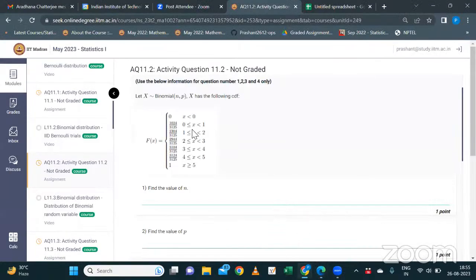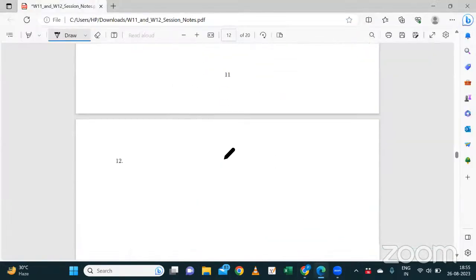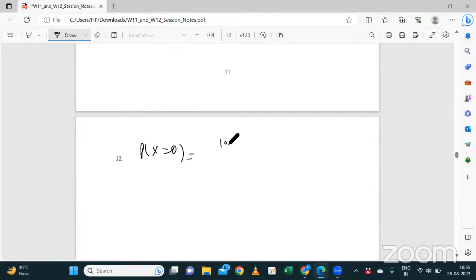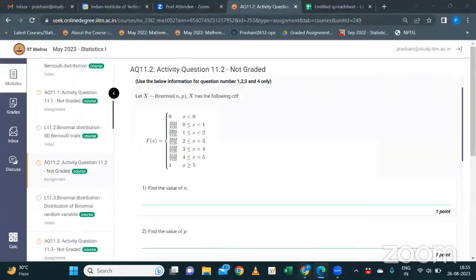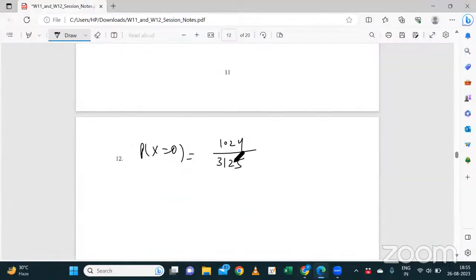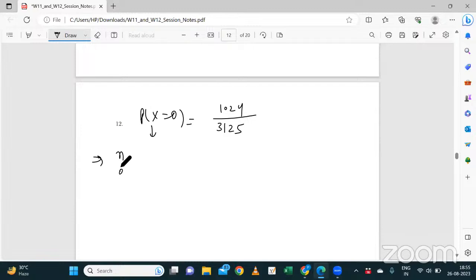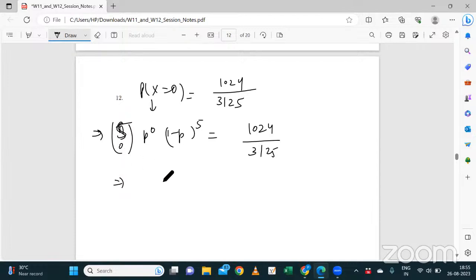So what is the probability X equal to 0 here? 1/24 divided by 3125. Yes. Directly, correct. So the probability X equal to 0 is nothing but 1/24 divided by 3125, correct? And I know the probability X equal to 0 is n choose 0, p raised to the power 0, (1 minus p) raised to the power 5. Here n is 5, correct? So can you find the value of p here? 5C0 means 1, so it's (1 minus p) raised to the power 5. It's (4/5) to the power 5. Okay, 4/5.